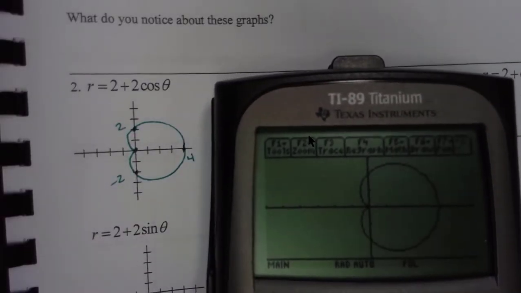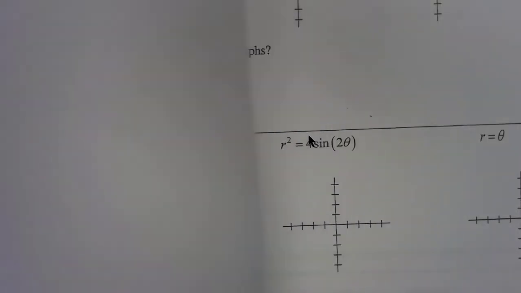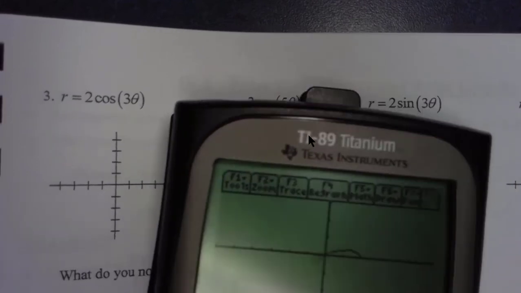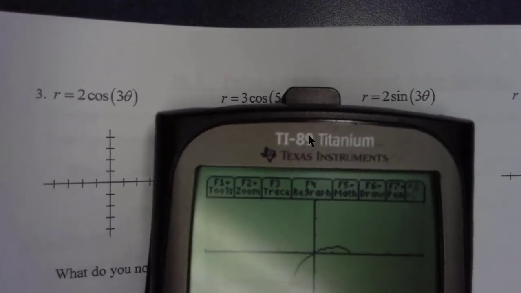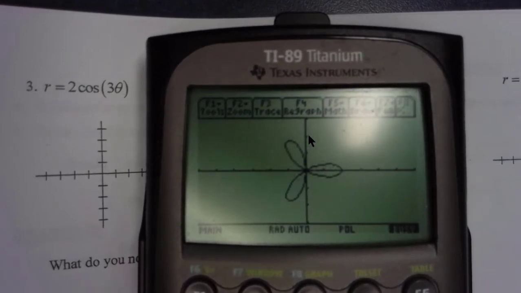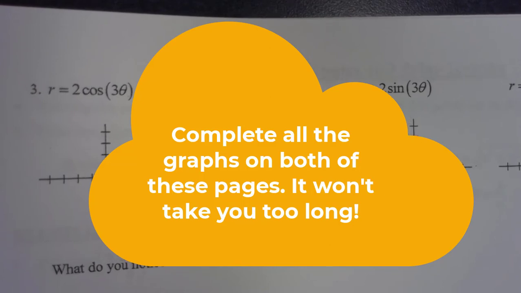So interesting things are happening here. So again, you're going to graph the rest of these and then answer some questions. Okay, let's look at 2 cosine 3 theta. We already did 3 cosine 3 theta, so we kind of know what to expect. So here's your graph for that. It's repeating over itself, so that's interesting. All right. So again, you're going to finish this page, and we will look at the solutions to these in the next class.